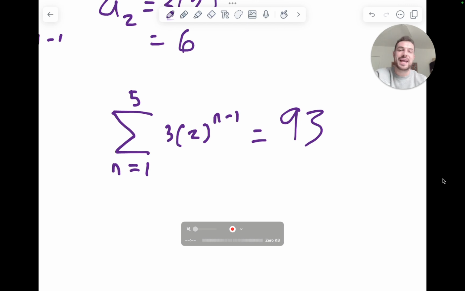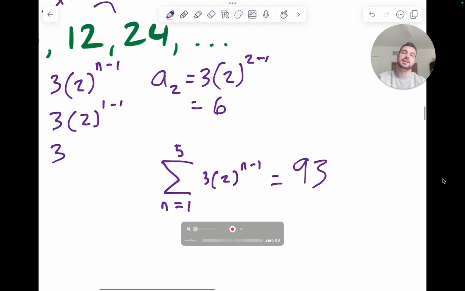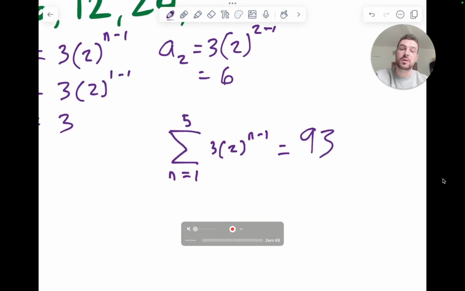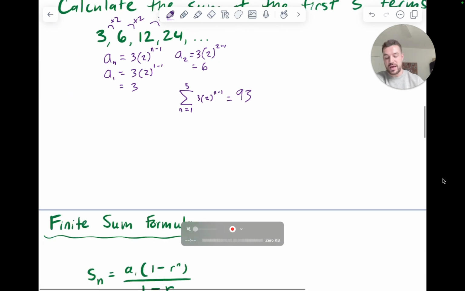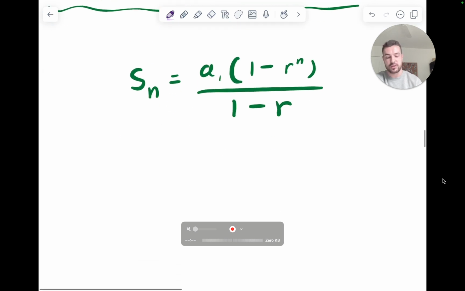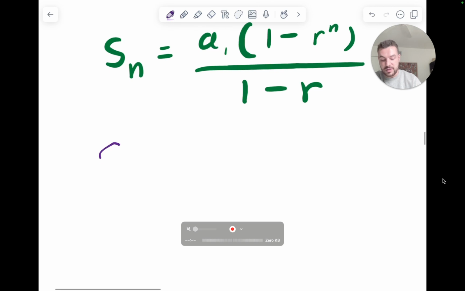And we didn't really have to add any of our terms out. We didn't have to list them out. So this is probably the most efficient way we can do this. Now, there is another way. We do have what we call our finite sum formula, and the sum formula is going to give us exactly the same thing that we just got using our summation notation. So in this case, to properly use this formula, we are finding the sum of the first 5 terms. So that's why we have S sub 5. The S is for sum, 5 is for the first 5 terms.